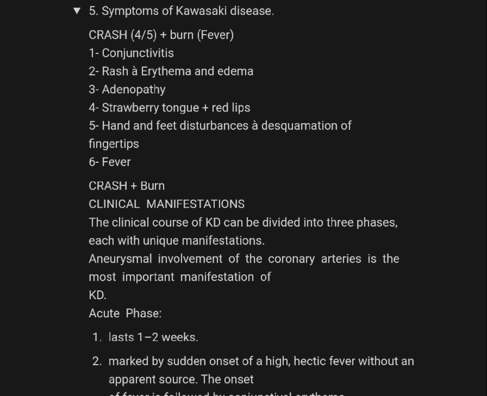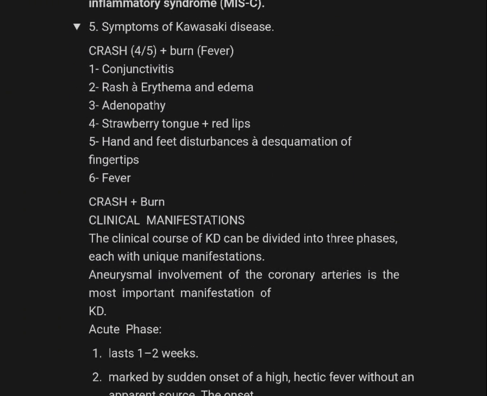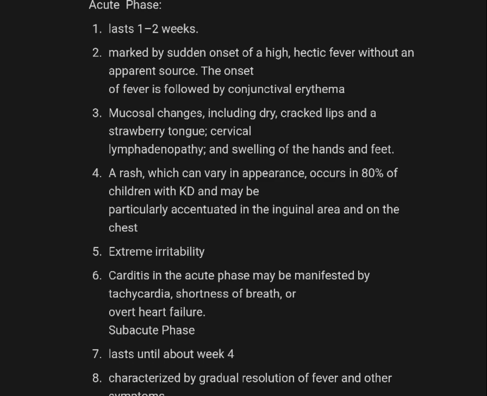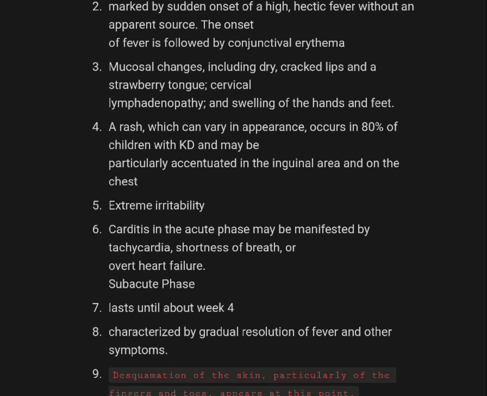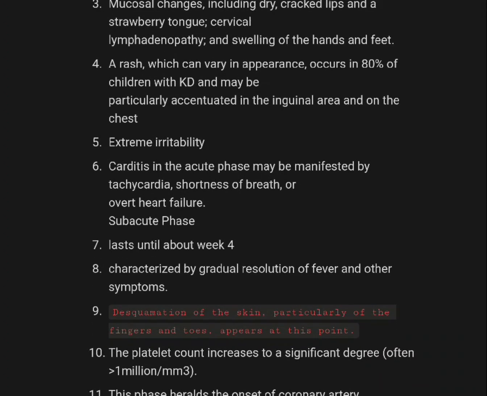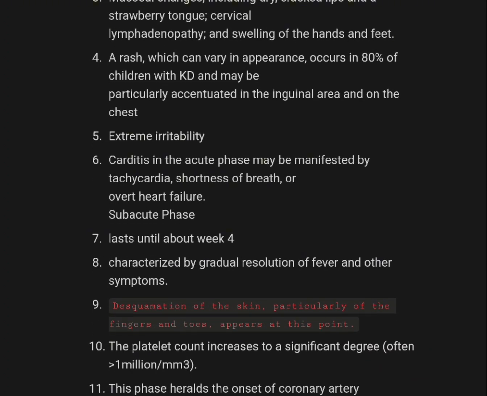So, symptoms of Kawasaki disease: rash and burn, fever, conjunctivitis, rash, erythema and edema, adenopathy, strawberry tongue and red lips, hand and feet disturbances, desquamation of fingertips, fever, rash and burn. The acute phase lasts 1 to 2 weeks, marked by sudden onset of high hectic fever, mucosal changes, dry cracked lips, strawberry tongue, cervical lymphadenopathy, swelling of hands and feet, and a rash which can vary in appearance, occurring in 80% of children.